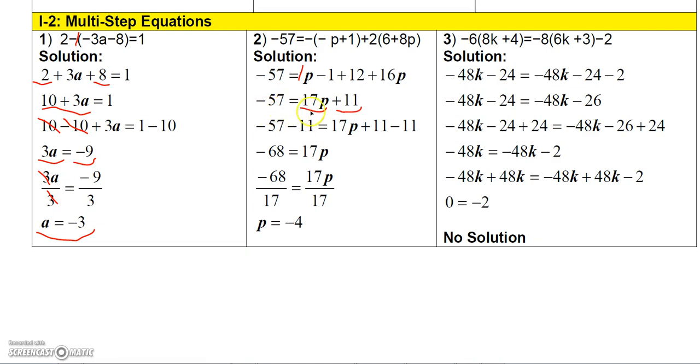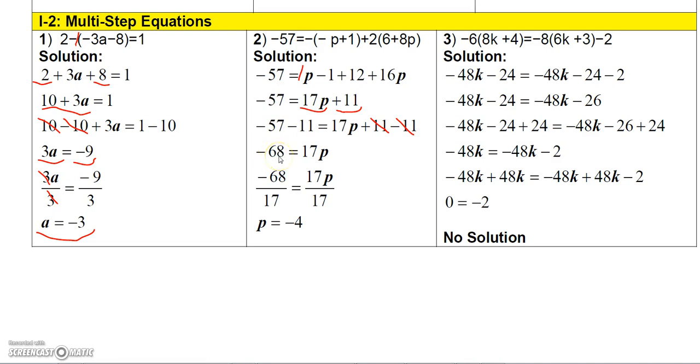And now I can isolate my p. Now, you don't have to isolate your variables to the left. You can actually get your variables isolated to the right. So I'm going to leave the 17p over here. And I'm just going to subtract 11 from these terms over here, so that when I subtract 11, it will cancel the plus 11, and then I'll just have 17p by itself. Now if I subtract 11 from this side, I also must subtract 11 from this side, so I have negative 57 minus 11, and that's going to give me negative 68.